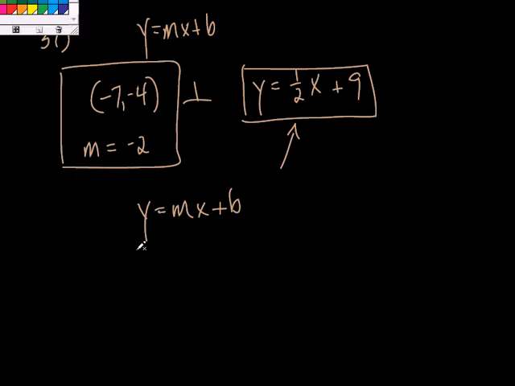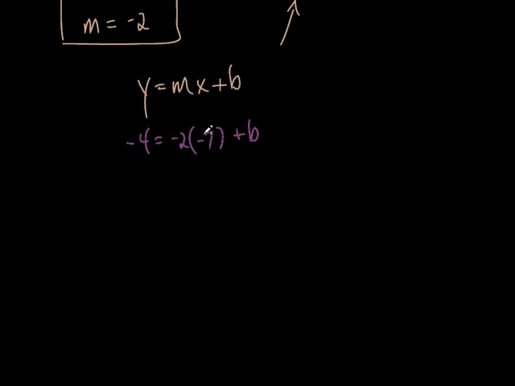So let's put it in here. What is the y I'm going to use? Negative 4. What is the m I'm going to use? Negative 2. That's being multiplied by x. What's my x? Negative 7. All right, and then plus b. And now we just solve this. Now this is nice because there's no fractions. So it's just negative 4 equals 14 plus b. Subtract 14 from both sides. So b is what? Negative 18.